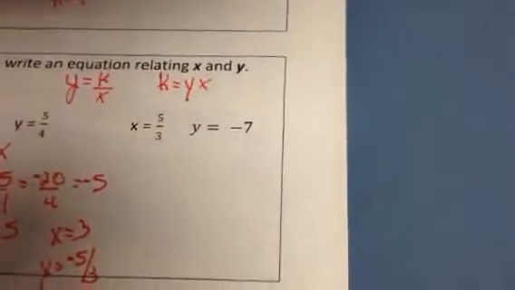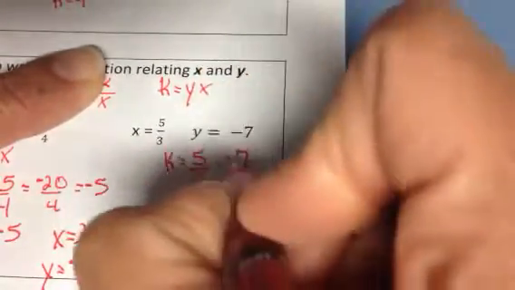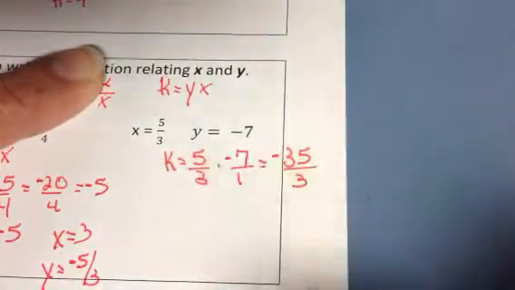And then the last one. So I'm not going to write the y equals kx anymore. I should multiply these. If you multiply, you're just going to get negative 35 over 3. That's what your k is.